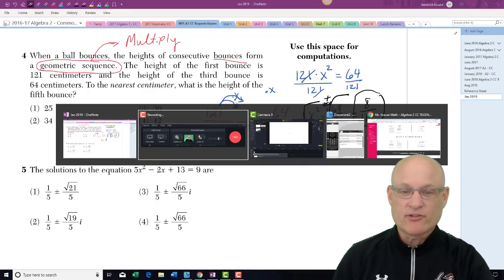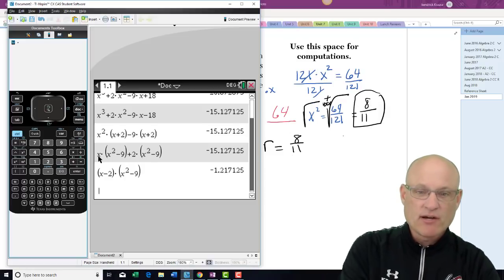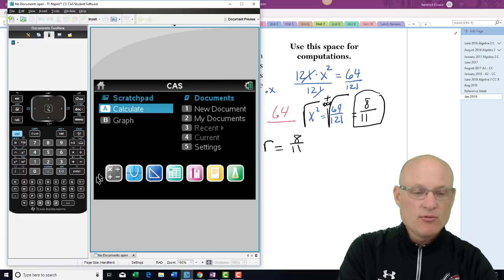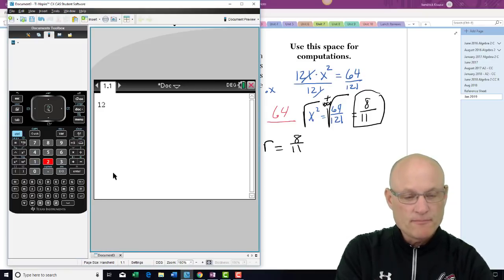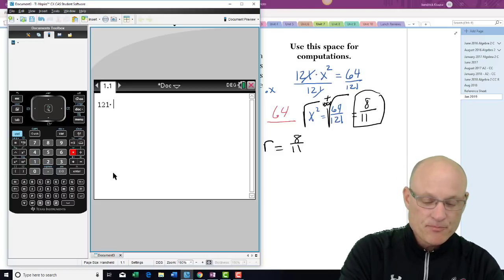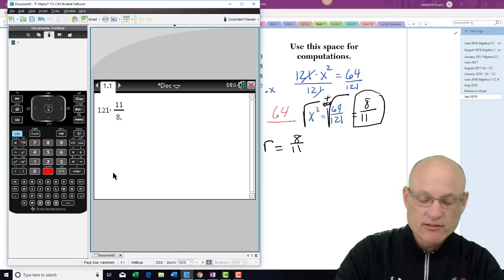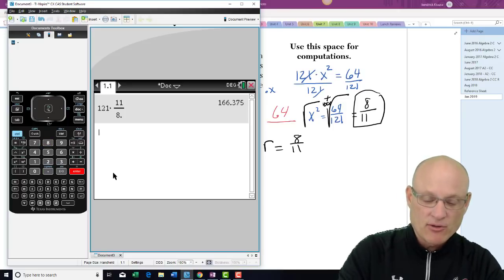Well, the easiest way to do this is to come over here to the old calculator and clear it out. We'll put in 121, and we're going to multiply by parentheses. Well, actually, I'm going to show you a way to do this. Times 11 divided by, nope, can't do it that way. Times control division, 11 divided by 8. I'm going to put a decimal in there. Enter. So that's the second bounce. Then I'm going to take that and multiply it by control division, 11 over 8.